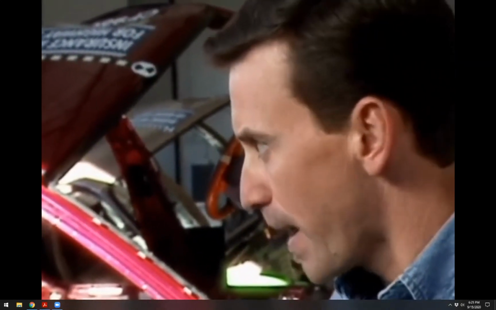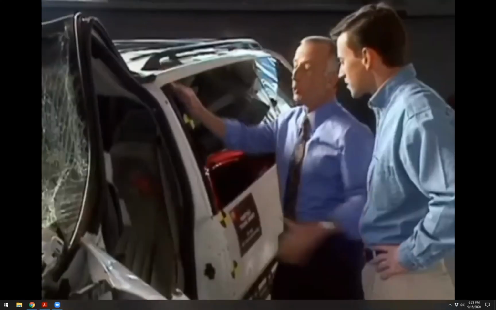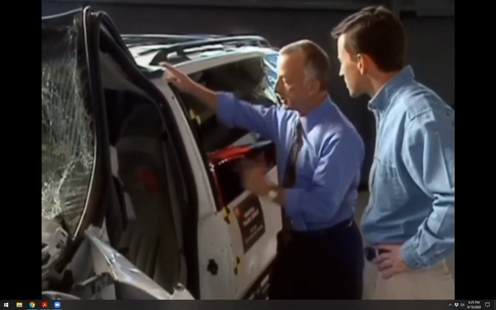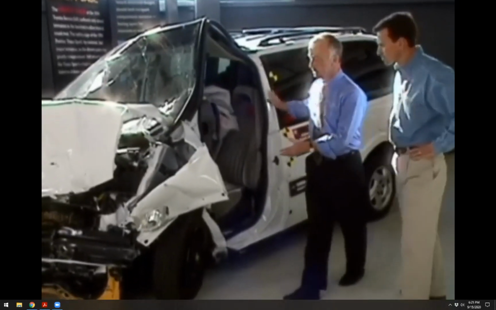You can have all the best packing in the world around the china, but if the box is weak, you're going to break the china. When the safety cage collapses, you're going to have injuries to the occupants. So this is an example of poor crashworthiness.